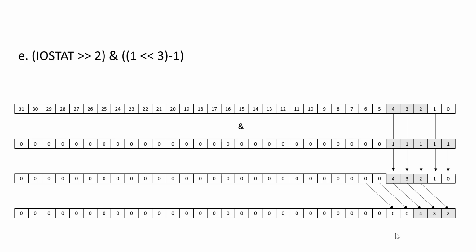So this one took 3 bits and ANDed it to IO stat after shifting 2 bits to the right. So that also works, right? That gives us the right answer. So all of these give you the same result, right? Yes? I was going to say, can you go back to A? Go back to A? Yeah.